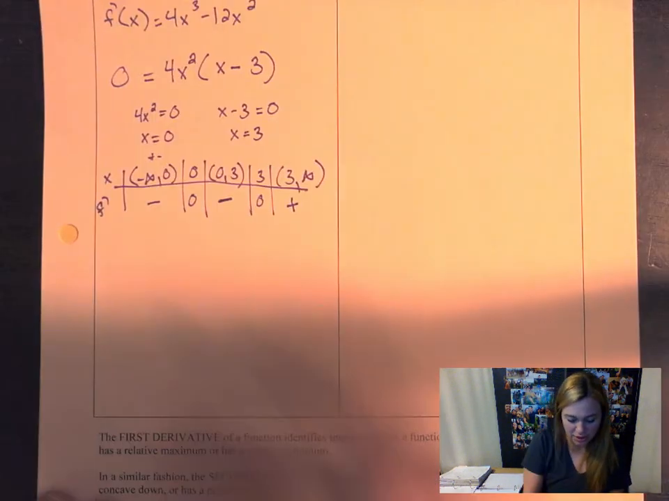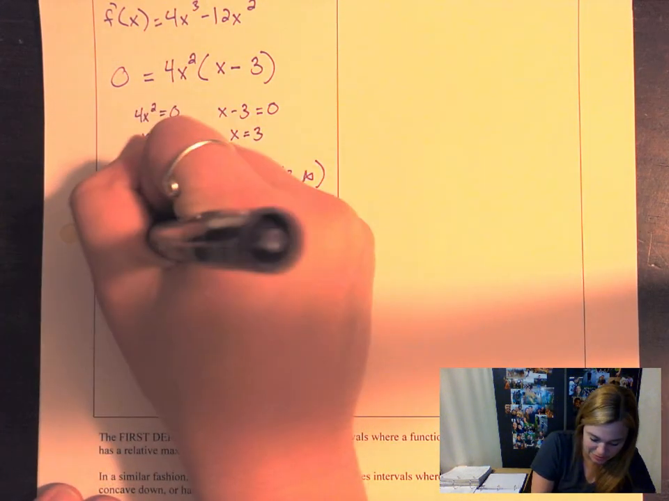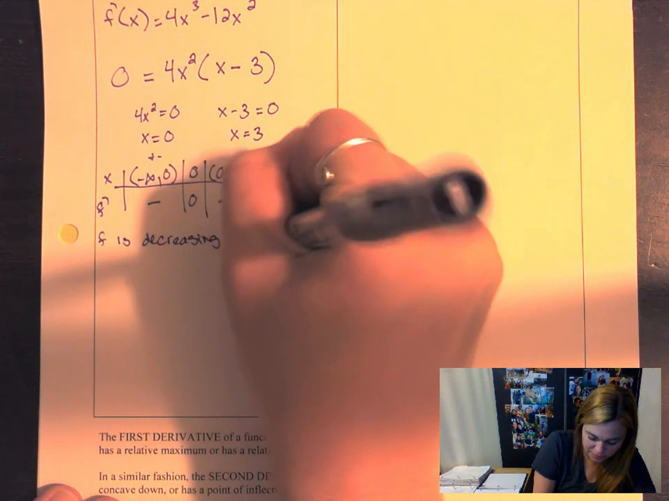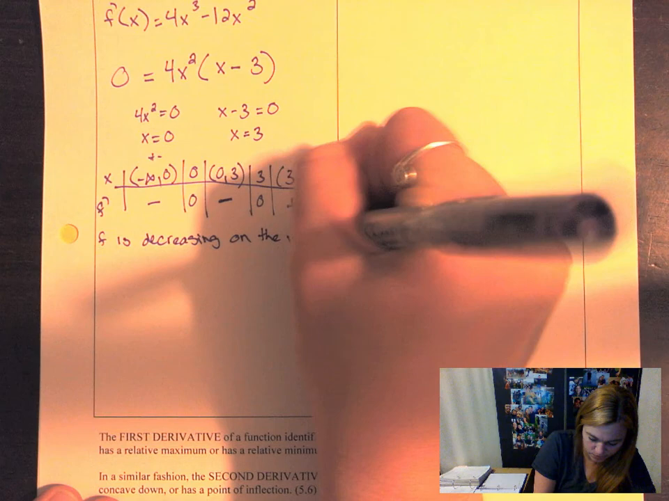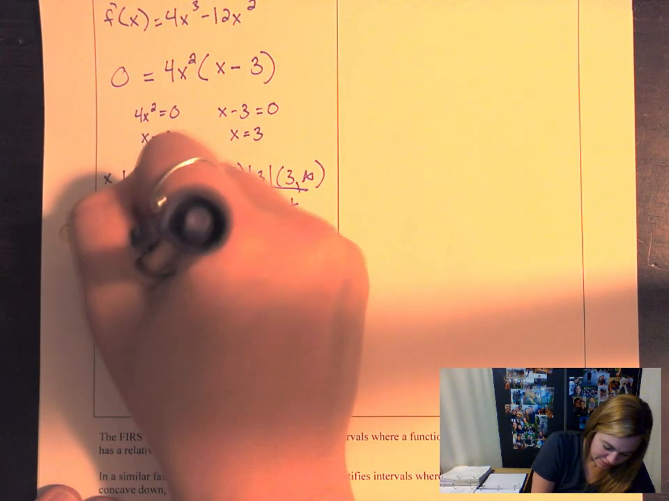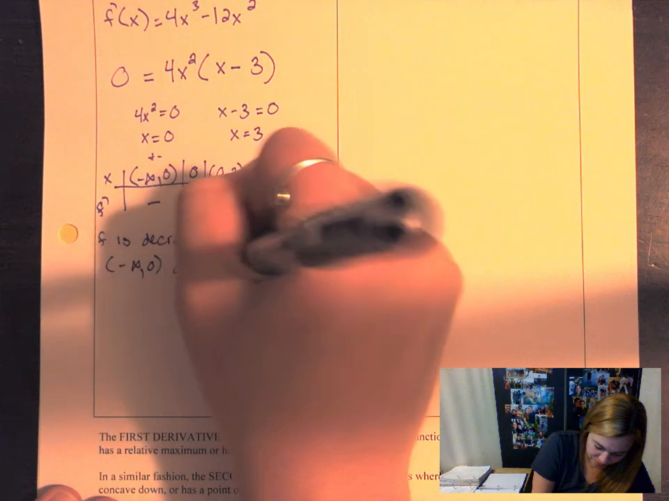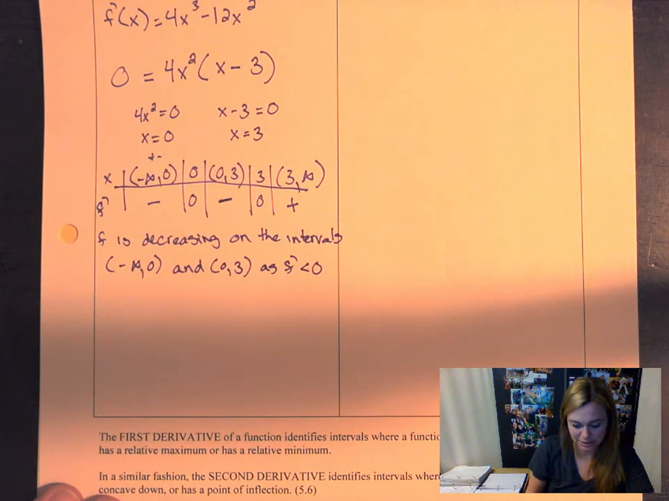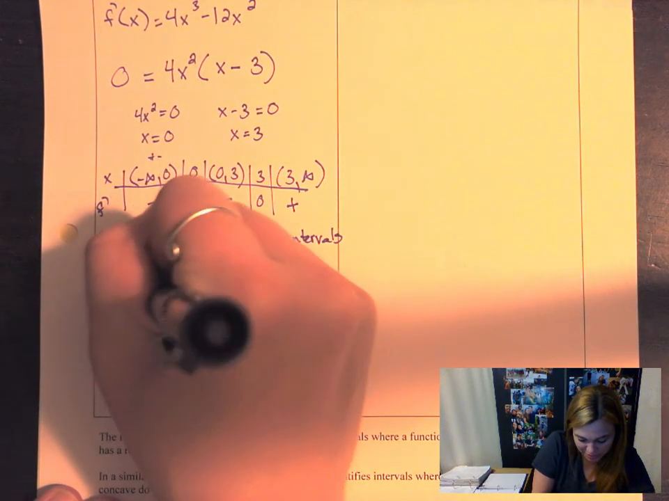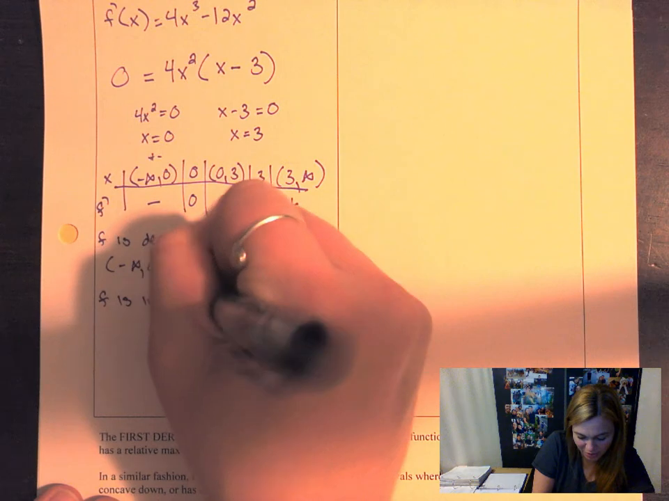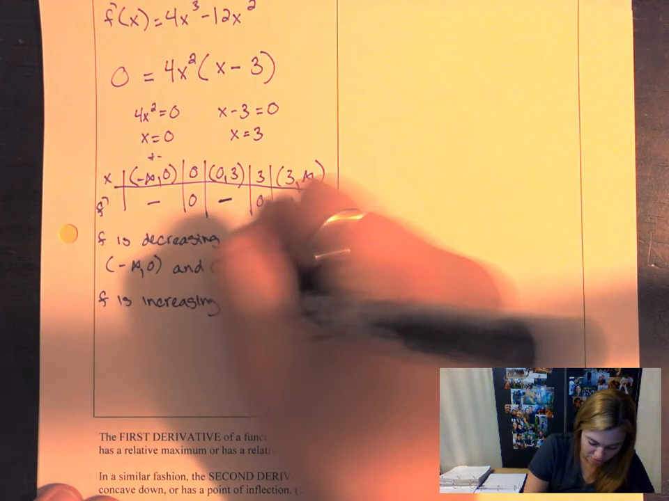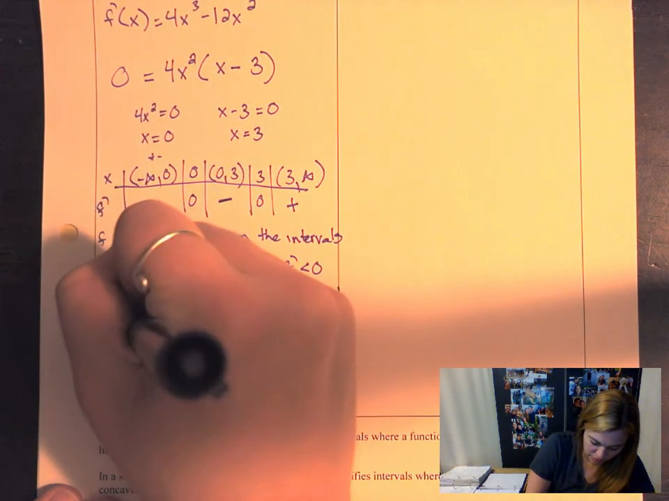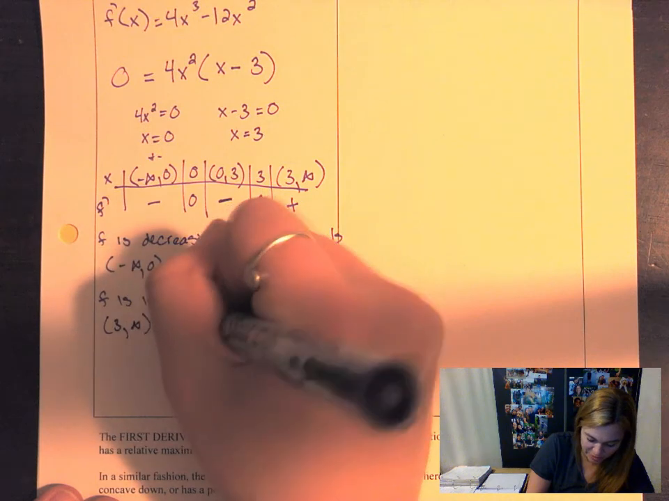So I'm going to say f is decreasing on the intervals negative infinity to 0 and 0 to 3. And my reasoning is f prime of x is less than 0. Or you can just say f prime is less than 0. I'm going to say f is increasing. Remember, f is increasing where f prime is positive, on the interval 3 to infinity, as f prime is greater than 0.